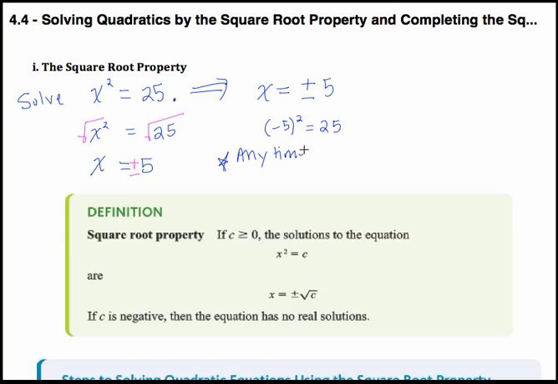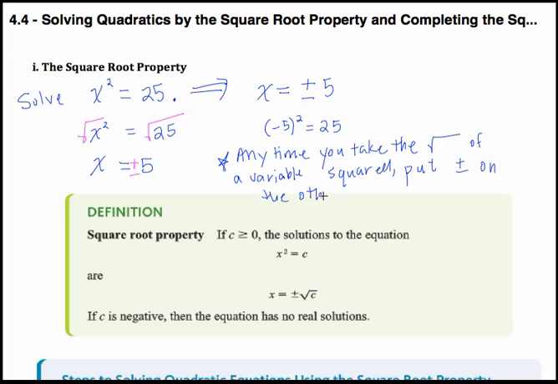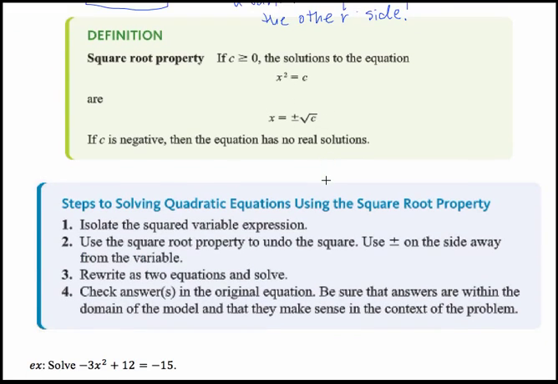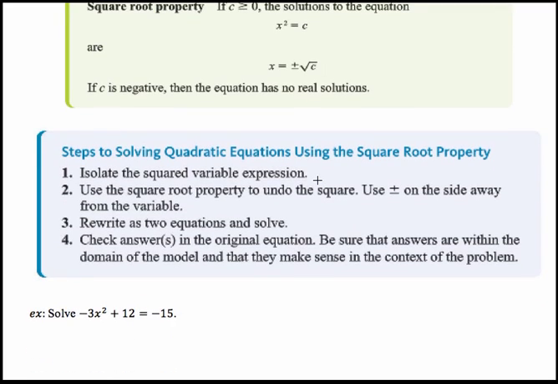Anytime you take the square root of a variable, meaning like an x or a letter, squared, put a plus or minus on the other side. There's actually a more advanced explanation for this that you might see in college algebra, but that's the main idea. As long as you put a plus or minus on the other side, you'll get all the solutions to an equation, and that's the square root property. So you can use this idea to solve quadratic equations. In order to do that, first you have to isolate the squared part, and then you take the square root of both sides and solve for x.